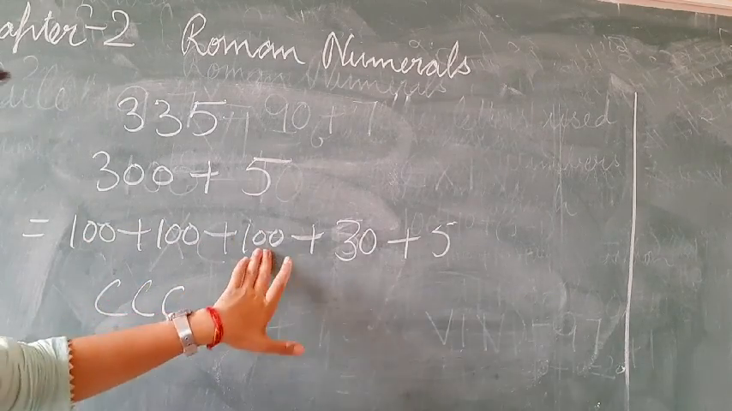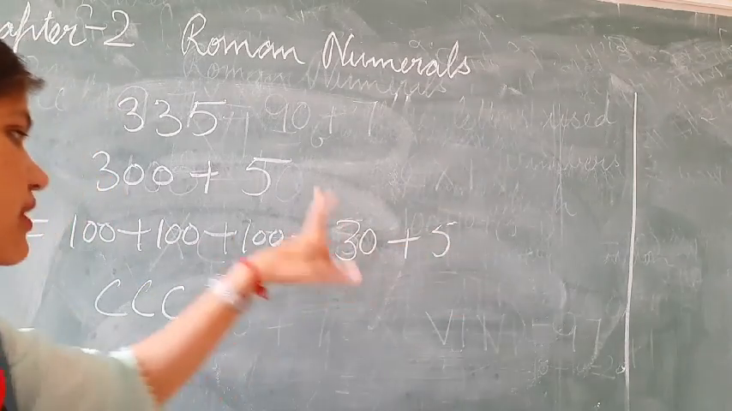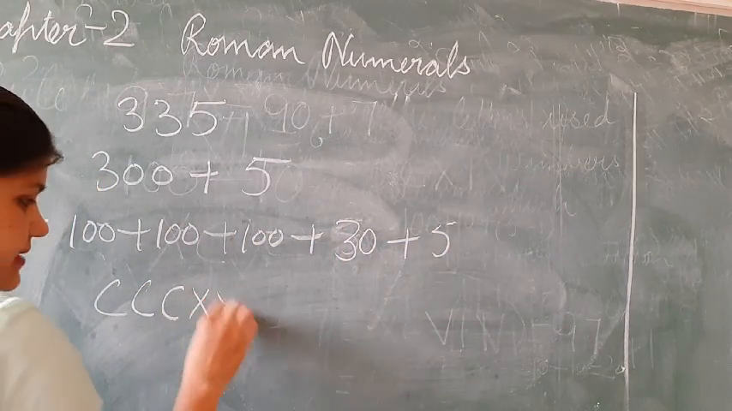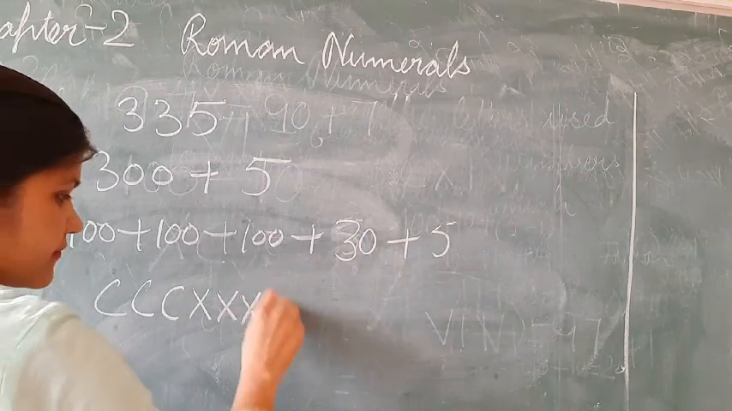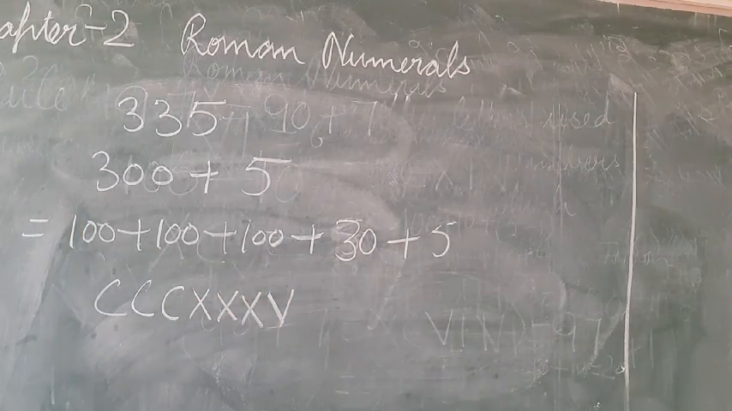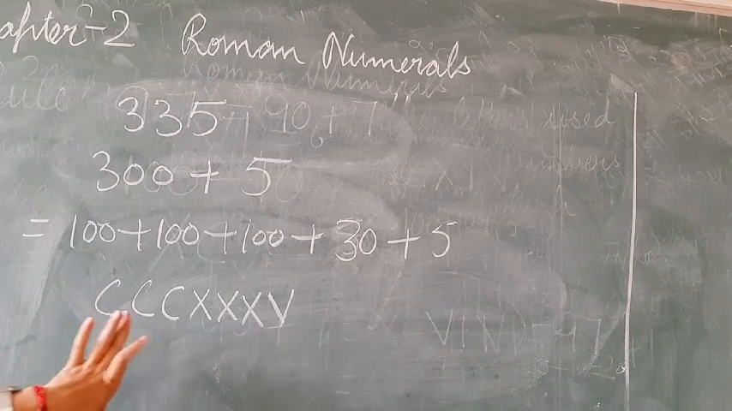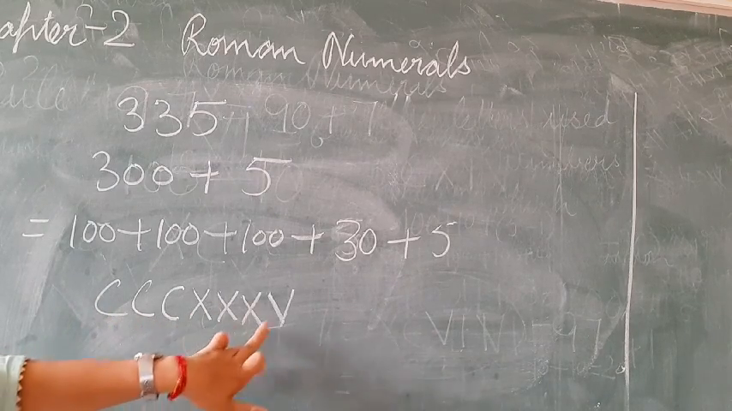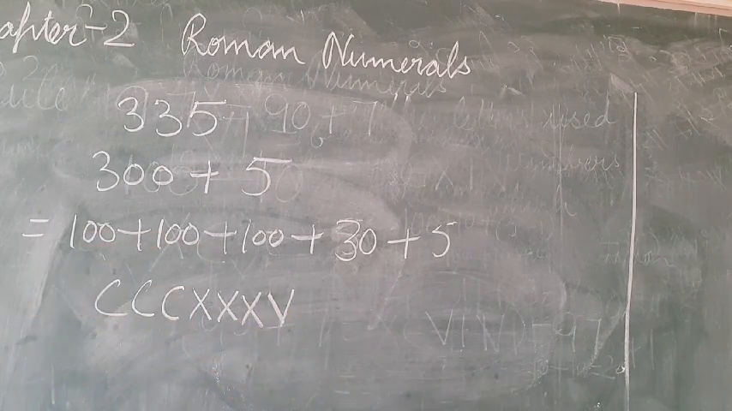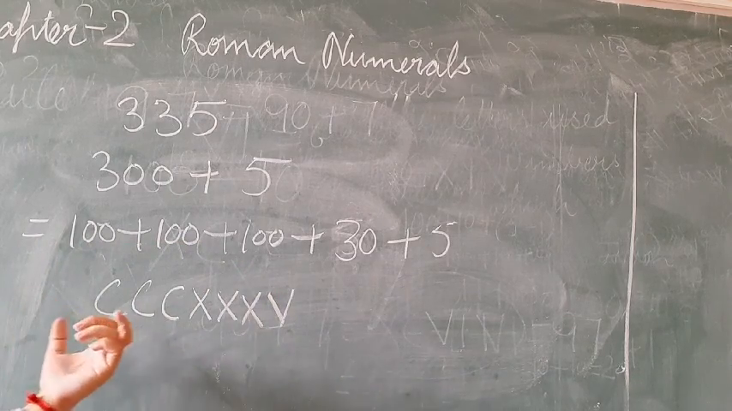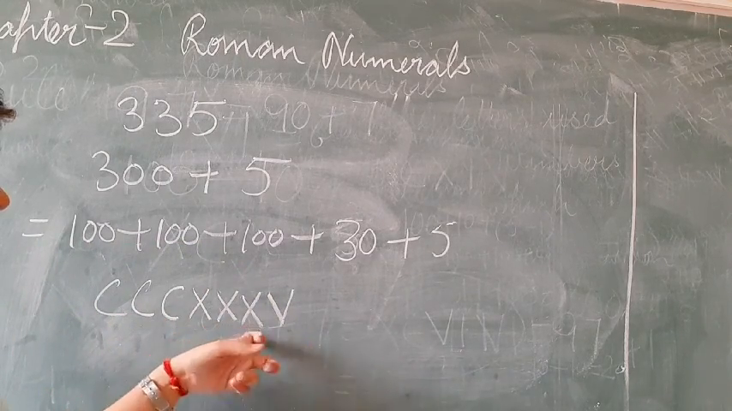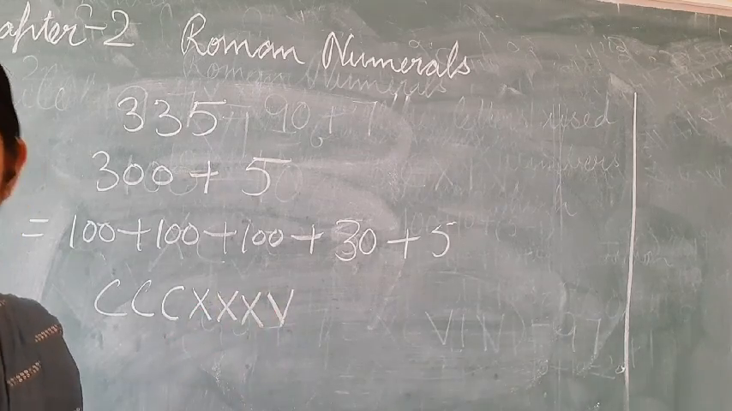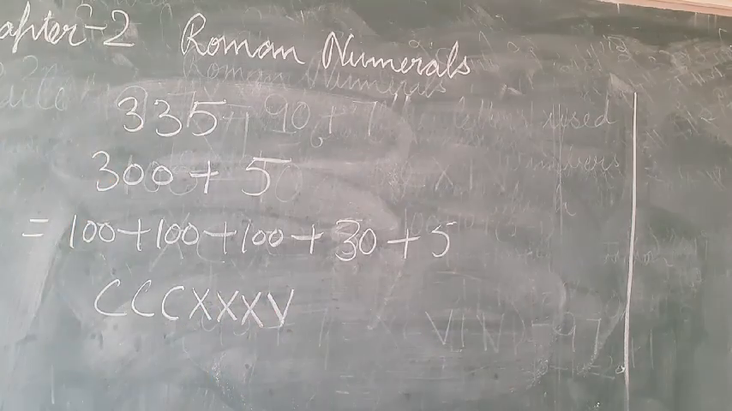100 plus 100 plus 100 plus 30 plus 5. 30 is triple X and 5 is V. So 335 is written as C C C X X X V. Okay. Here we have converted the number into Roman numerals.